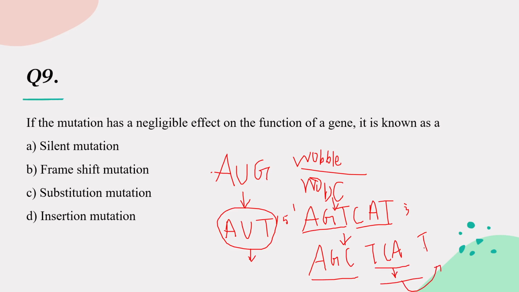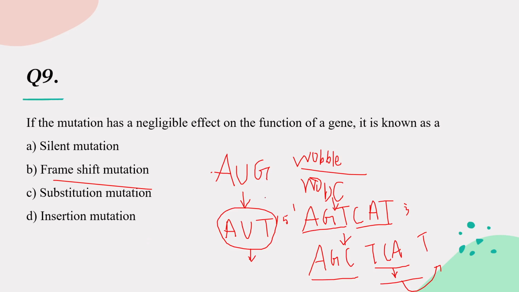Protein function will change. It will lead to a different protein, or the function might be harmful to the organism. So this type of mutation is called frame shift mutation. Because of the insertion or deletion of a single nucleotide base, the reading frame has been changed for the whole 5' to 3' DNA sequence, and a different protein or amino acid has been formed. It's called frame shift mutation because the reading frame has been changed. I think everyone is clear.